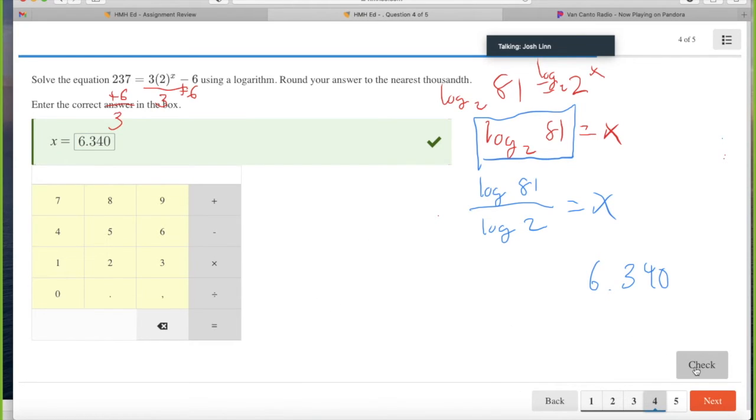Isn't it nice they gave you this little check button that you can check your answers? That's cute. Wish we would have had that the first several check on learnings we did.